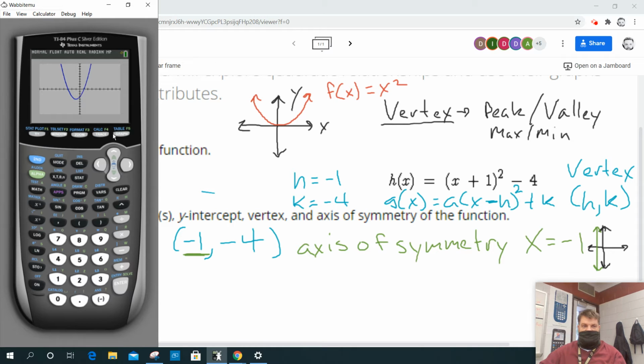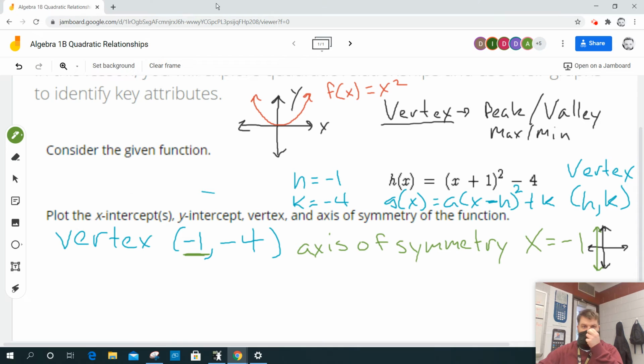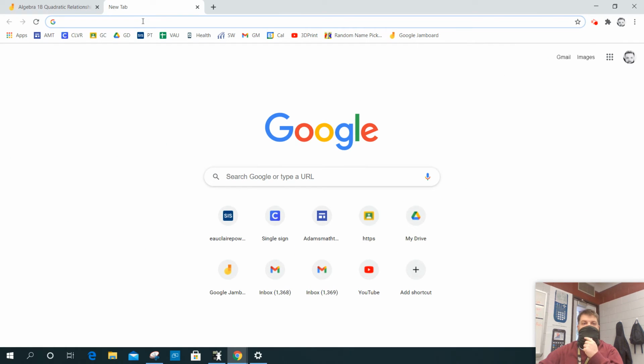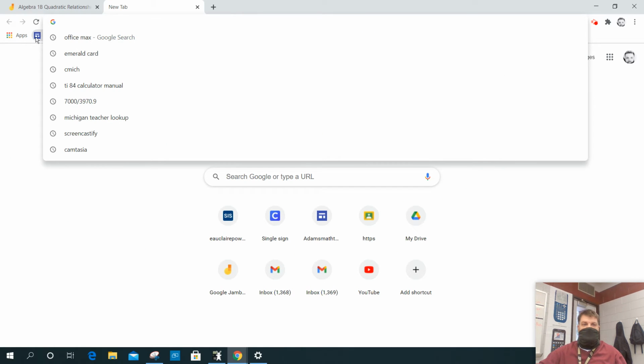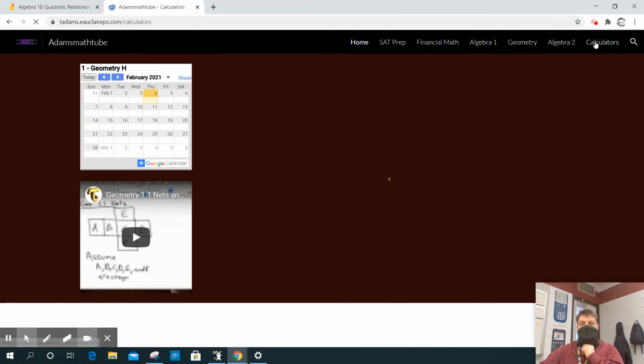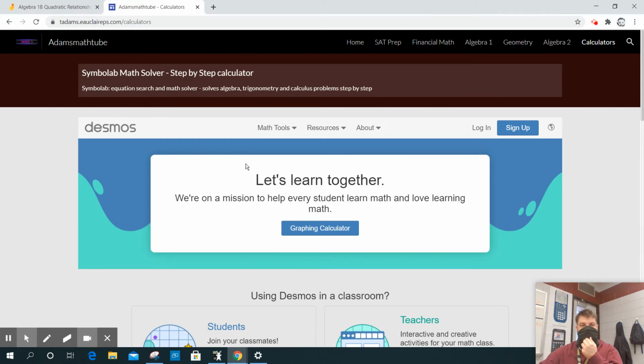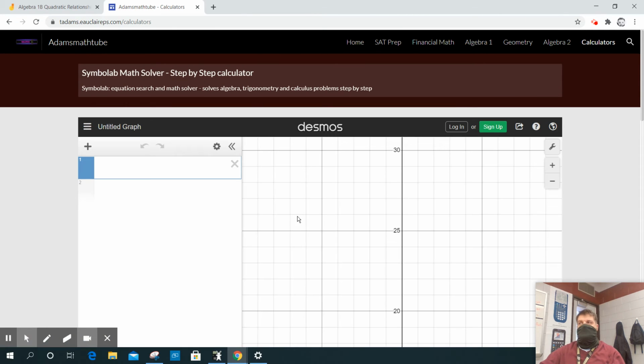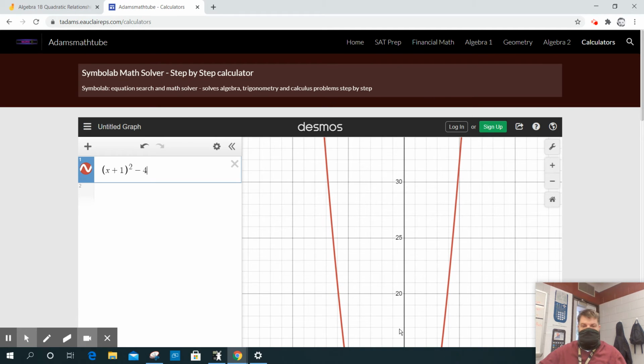Now that's how you would graph it on the graphing calculator, but you can also use Desmos. So a lot of you guys have your Chromebooks, and you can just type in desmos.com, right? Or if you go to Mr. Adams' website and you type in calculators, you click on graphing calculator and there it goes. But I'm just going to type it in here. So it's x plus 1 squared minus 4.